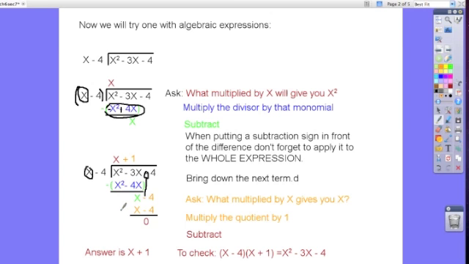And then we have to subtract. To subtract, we add the opposite of those. So this becomes a negative sign, and this becomes a positive sign. And since these are opposites, your remainder is 0. Let's go on to the next page.